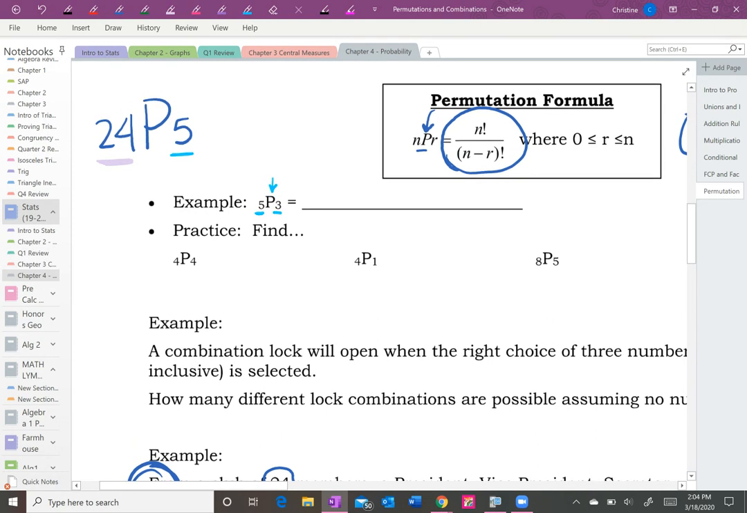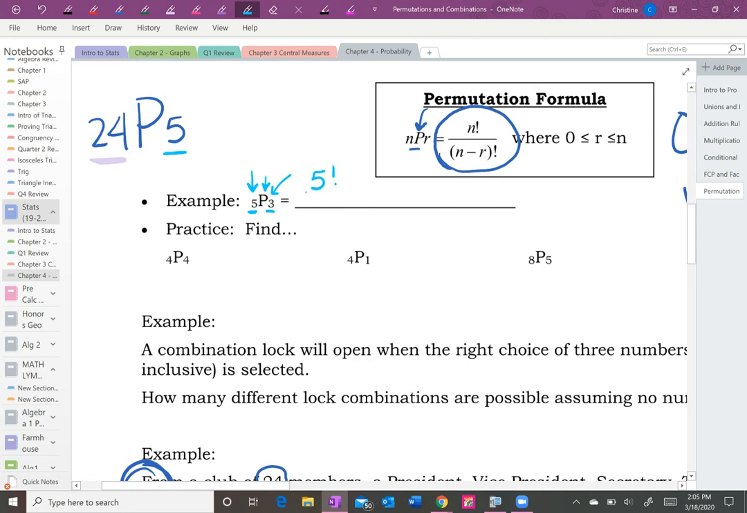So 5 pick 3 would mean that you have 5 things to pick from. You have 5 numbers to pick from. How many 3-digit combinations can you make? And 3-digit combinations have to be unique. So I would do 5 factorial over 5 minus 3 factorial. 5 minus 3 is 2 factorial, and that's why we did this last week. This would be 5 times 4, 3, 2, 1, over 2 times 1. And you would see that there are 60 different combinations of 3-digit numbers if you had 5 to pick from.